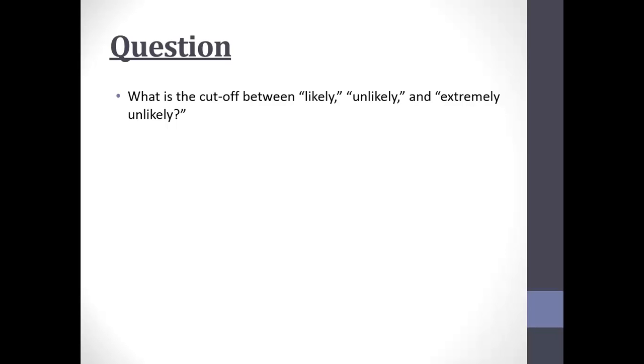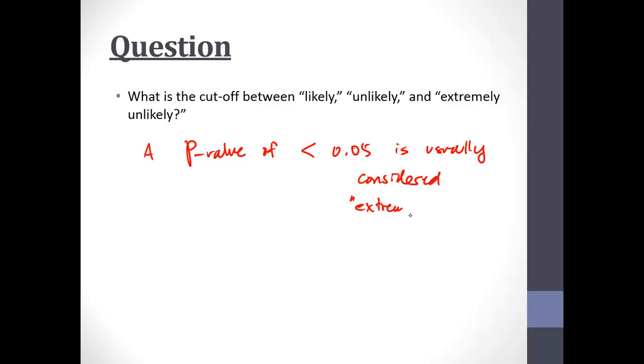So again, we've been talking about this idea of what is likely or what is unlikely or extremely unlikely. And what I'll just tell you is that a p-value of less than 0.05 is usually considered extremely unlikely. So 0.05, 5% is the cutoff that we're going to go between something likely and something unlikely.